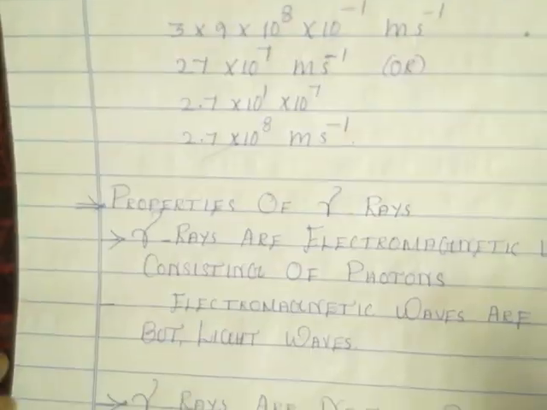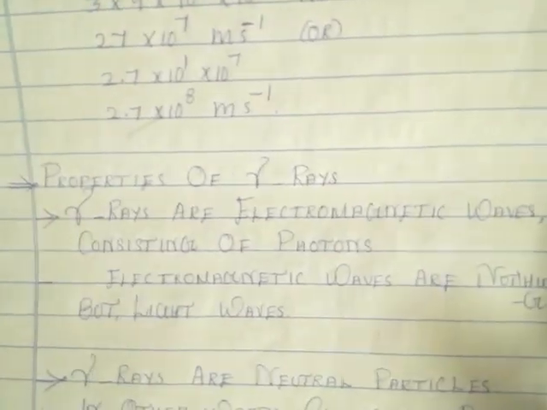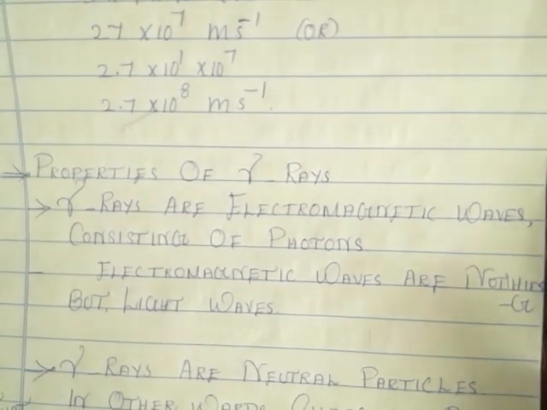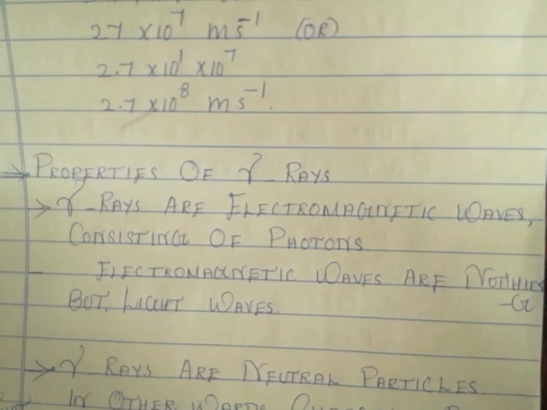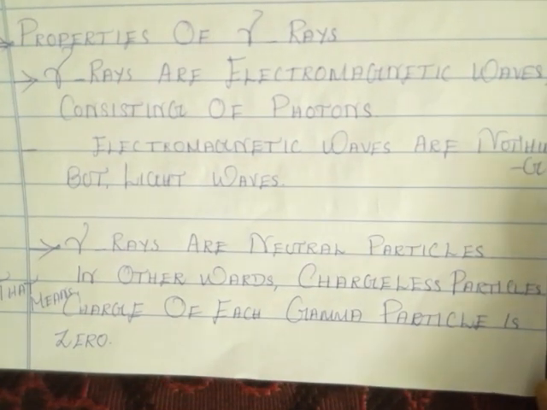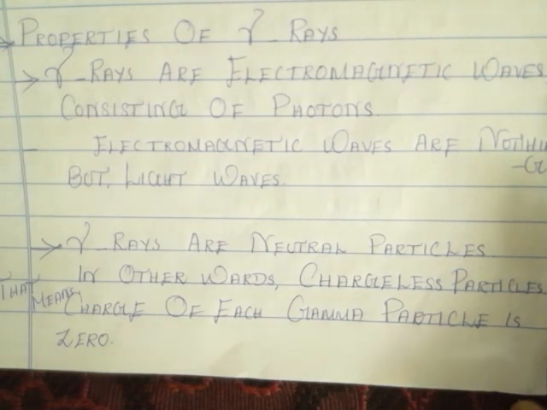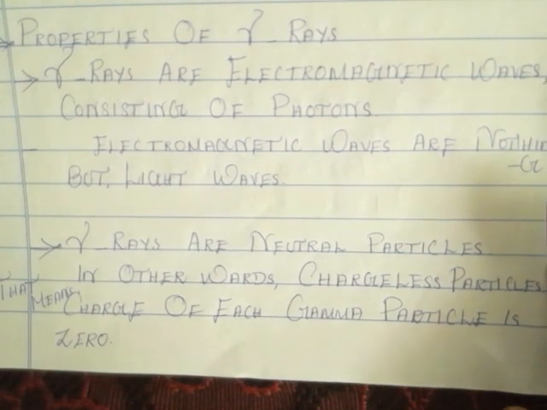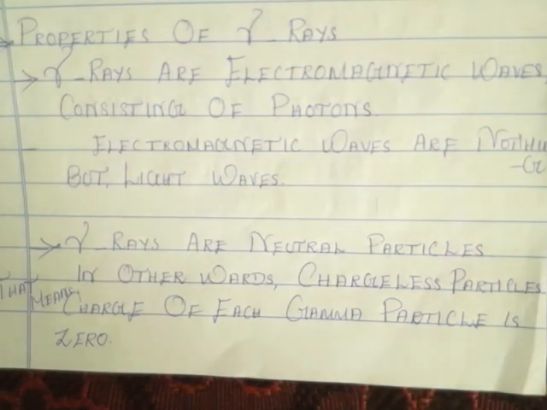And then we will discuss the properties of gamma rays. Gamma rays are electromagnetic waves. They consist of photons. What is meant by electromagnetic waves? Electromagnetic waves are nothing but light waves. All the light waves are classified in the electromagnetic spectrum. That is why light waves are called electromagnetic waves.